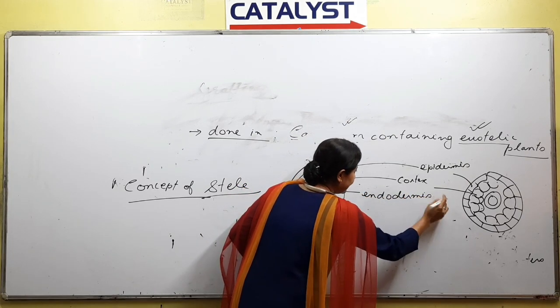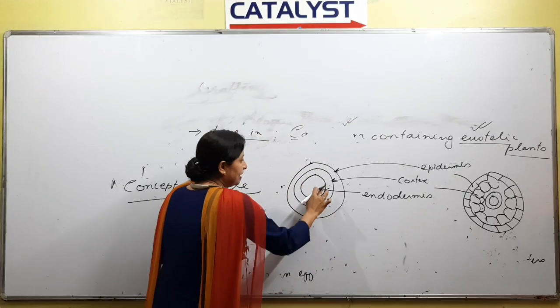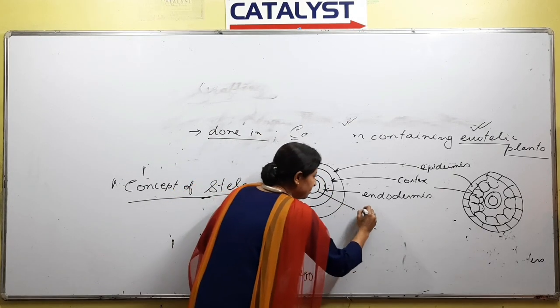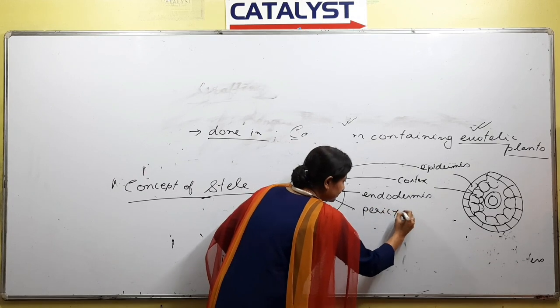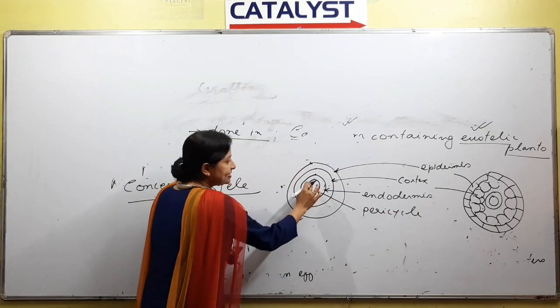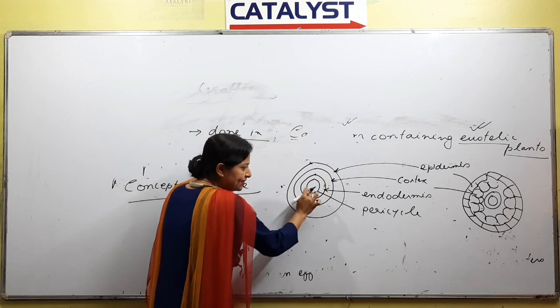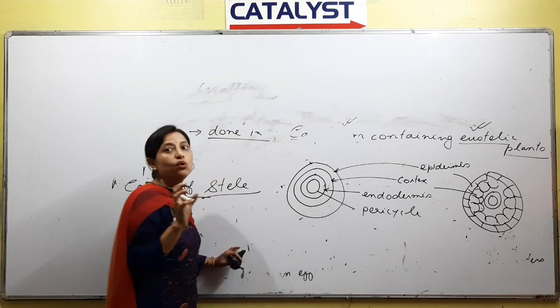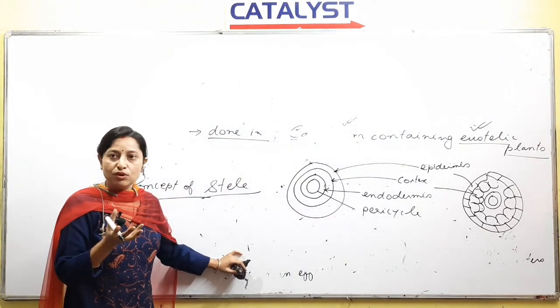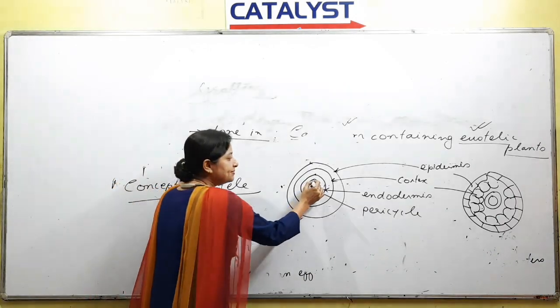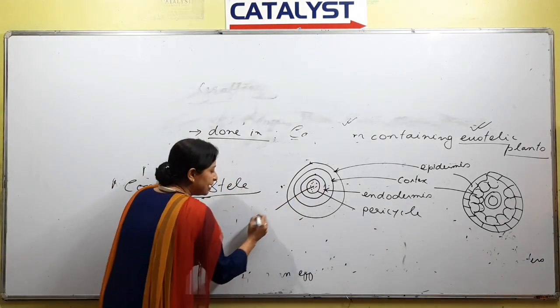What is there in the endodermis? Casparian stripes. So below the endodermis layer, inner to the endodermis, you have the pericycle. So: epidermis, cortex, endodermis, pericycle. Inner to the pericycle, it cannot be hollow. It cannot be a hole or a gap. There will be many tissues inside the pericycle. All these tissues, what do we call them?